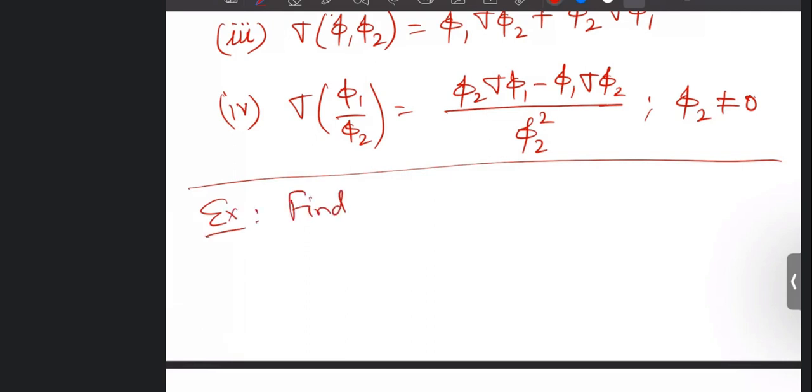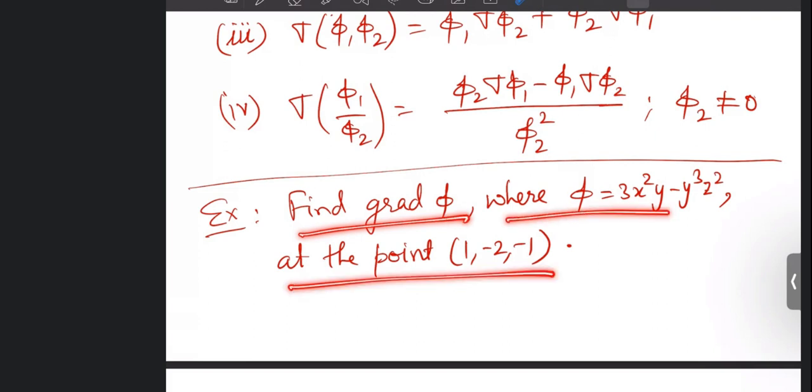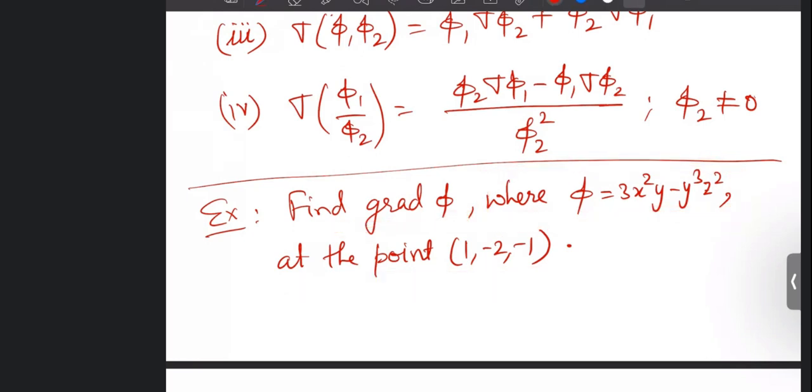Find the gradient of phi, where phi is equal to 3x square y minus y cube z square, at the point (1, -2, -1). The question is to find the gradient at this point, where phi is this function. Let us do the solution for it.